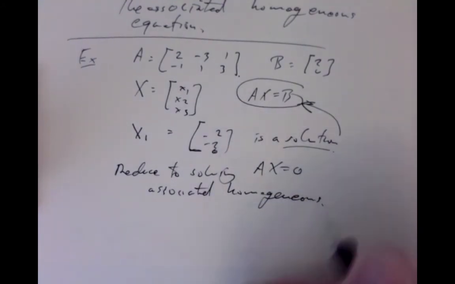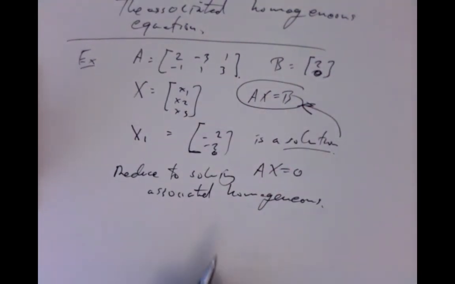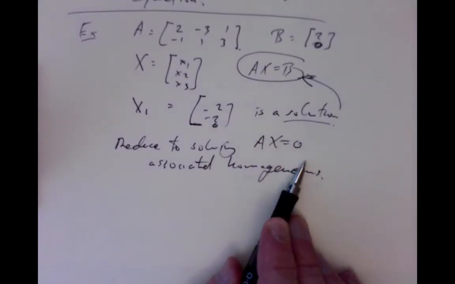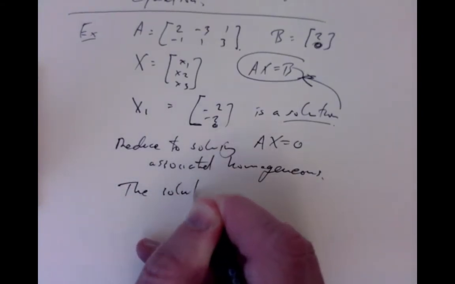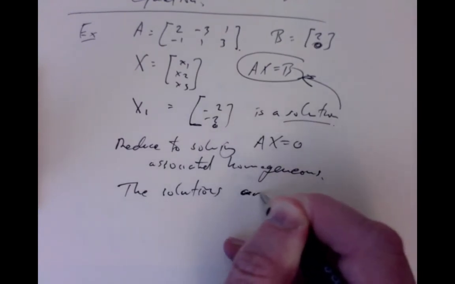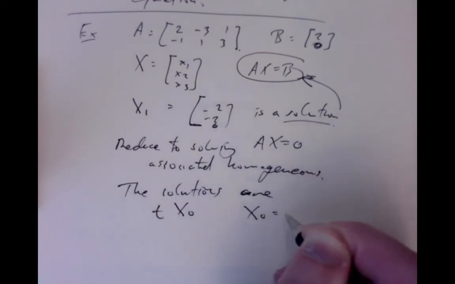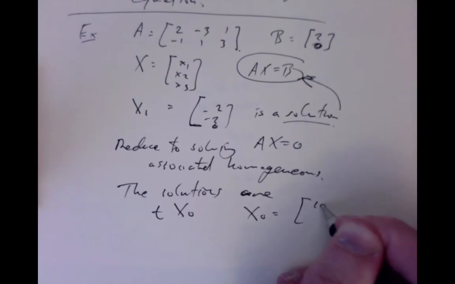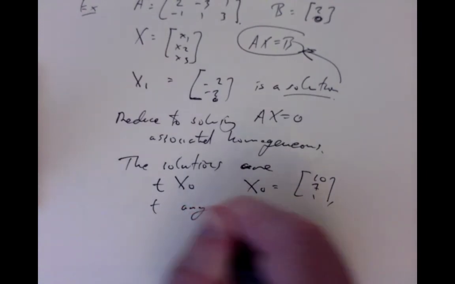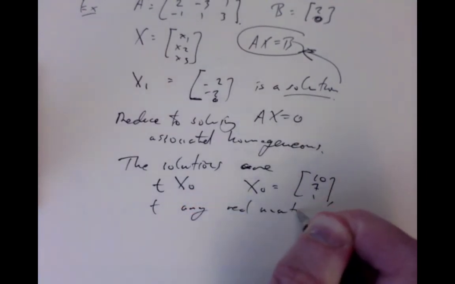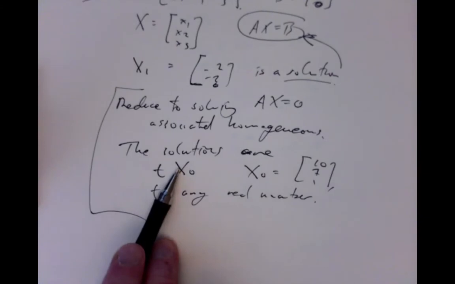And again, we know techniques to solve linear equations, so I won't go through the details of working out how you solve these linear equations. Let's just say that it's possible to write out explicitly what that system is and go through the process of calculating, and we find that the solutions are any number t times x0, where x0 is the matrix (10, 7, 1), and t is any real number. We're doing real matrices, after all. We're interested in real number solutions. So it turns out the solutions of the associated homogeneous problem are these.